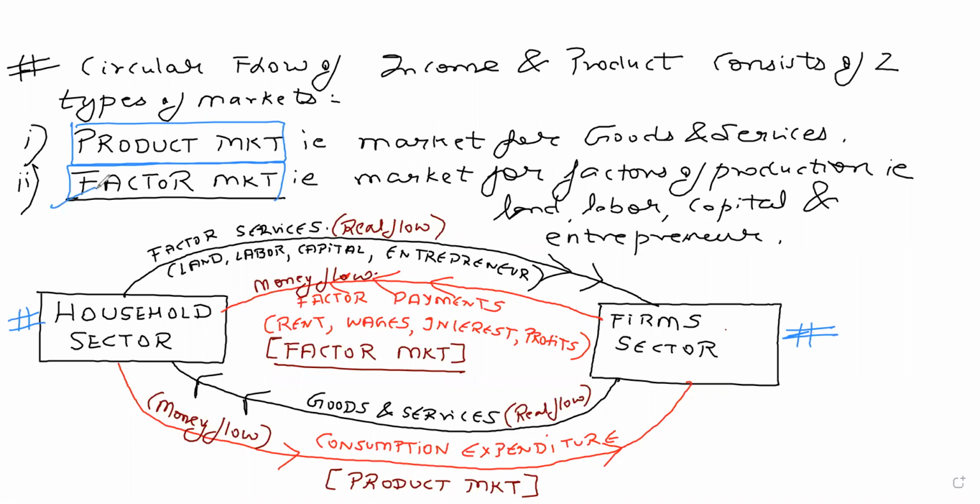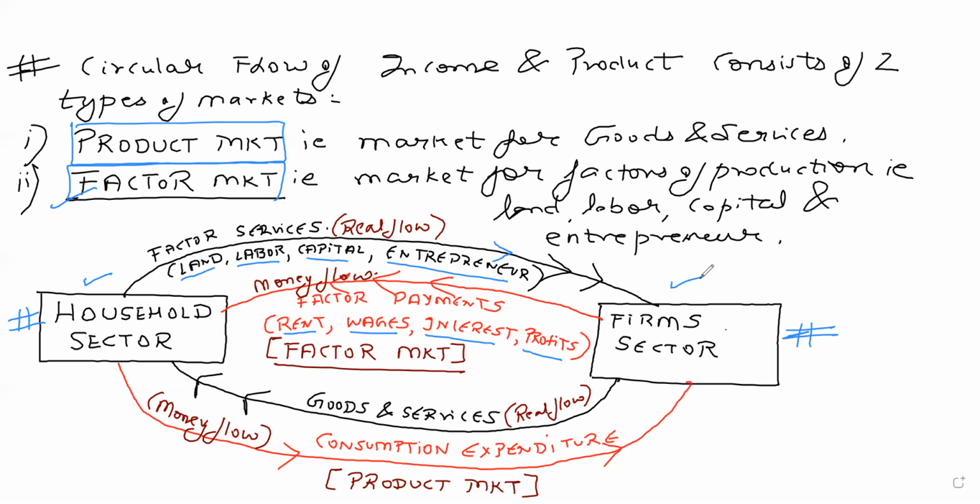Let's look at the factor market. Who supplies factor services? Households. So households supply factor services to the firms, which are land, labor, capital, and entrepreneur. Firms pay the households for these factor services. So firms pay rent to land, wages to labor, interest on capital, and profits to the entrepreneur. Now, what is the real flow? Real flow is nothing but the supply of factor services from households to firms because no money is involved.